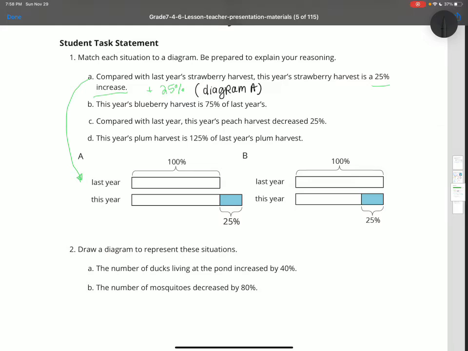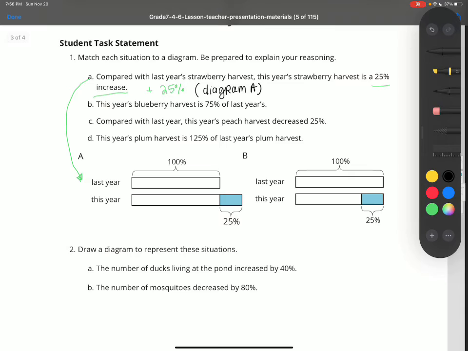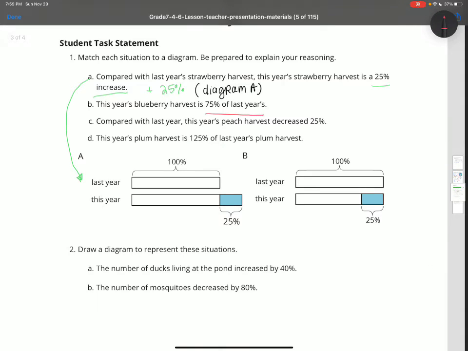Now let's look at part B. It says this year's blueberry harvest is 75% of last year. It didn't say whether it was a decrease or an increase, but I'm going to annotate it in red. So this is 75% of last year. If it's 75% of last year, that means that's basically a 25% decrease.